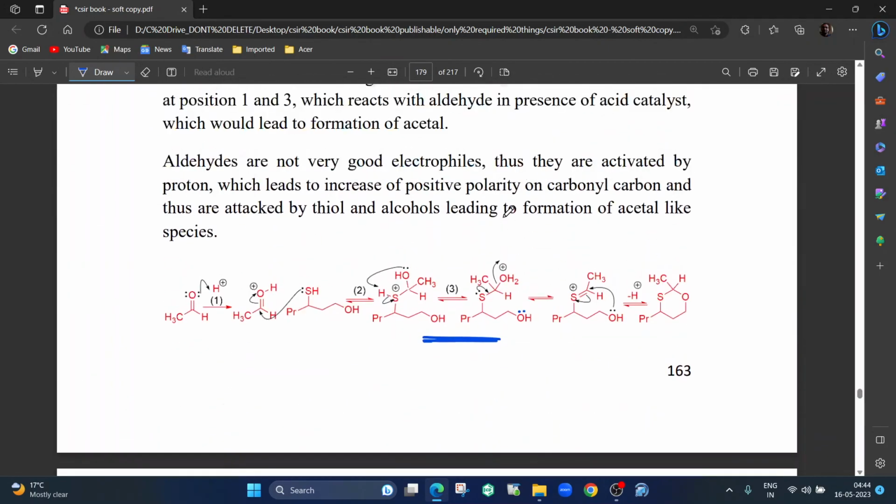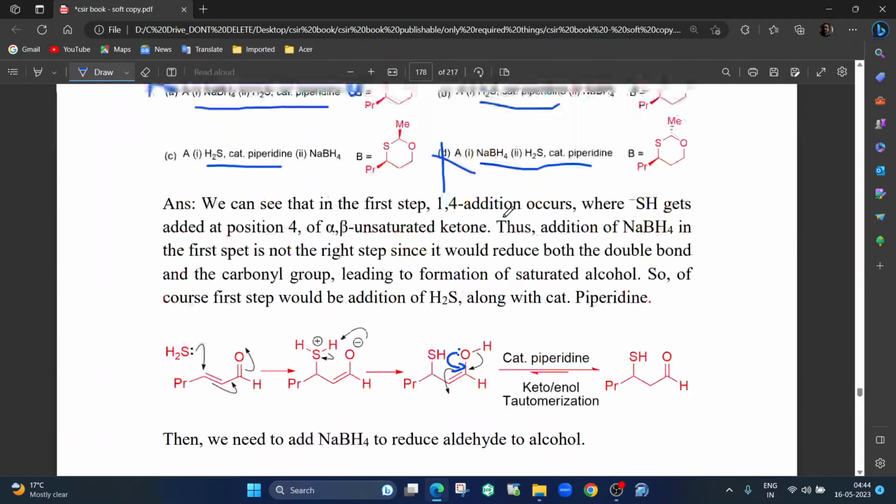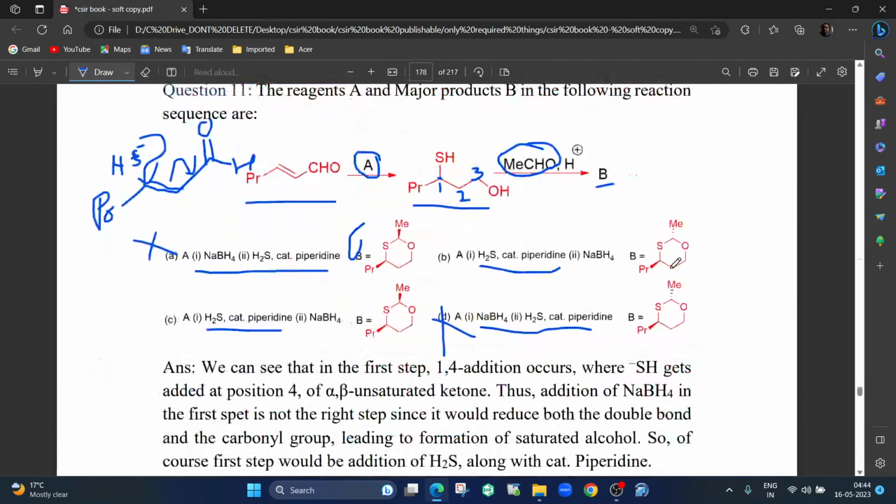So of course, answer cannot be this one. Sorry, this is anyway lost. Answer cannot be this one because propyl and methyl group has to be in the same plane. So answer is your option number C, right?